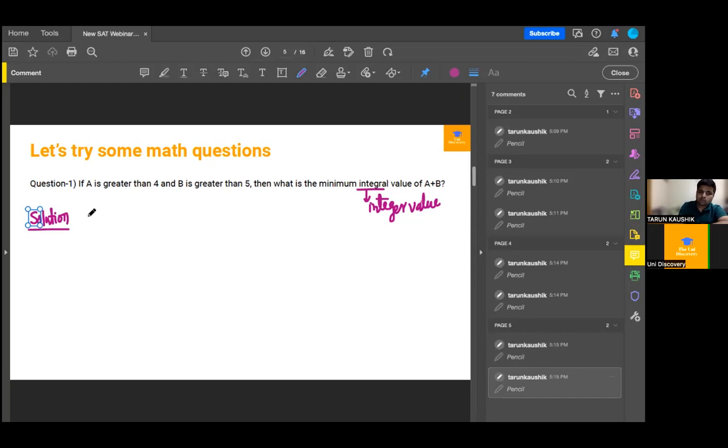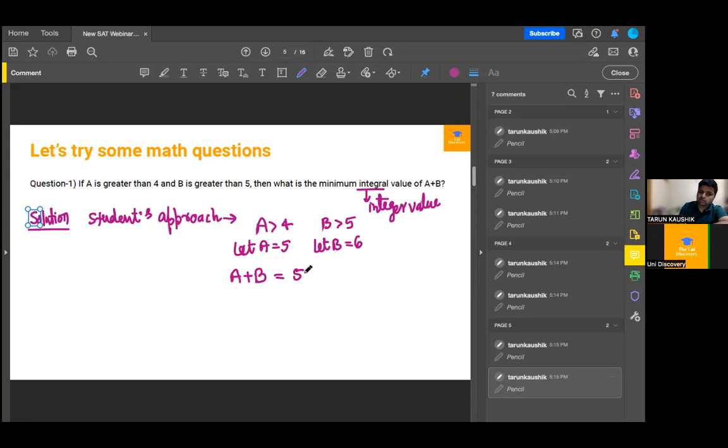Now, what I have seen in the last 1 decade, the maximum number of students are doing this. So this is the students' approach for solving this question, which I have seen in so many classes. If A is greater than 4, let's take A as 5. If B is greater than 5, let's take B as 6. Now I need to figure out the minimum integer sum of A and B.